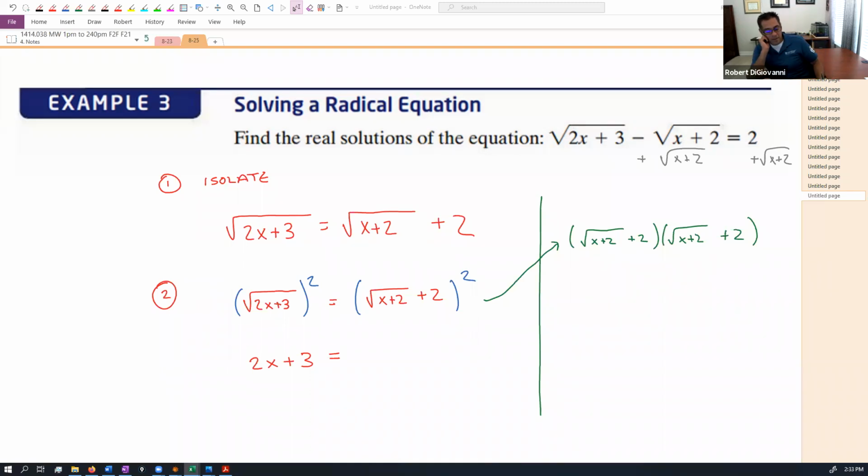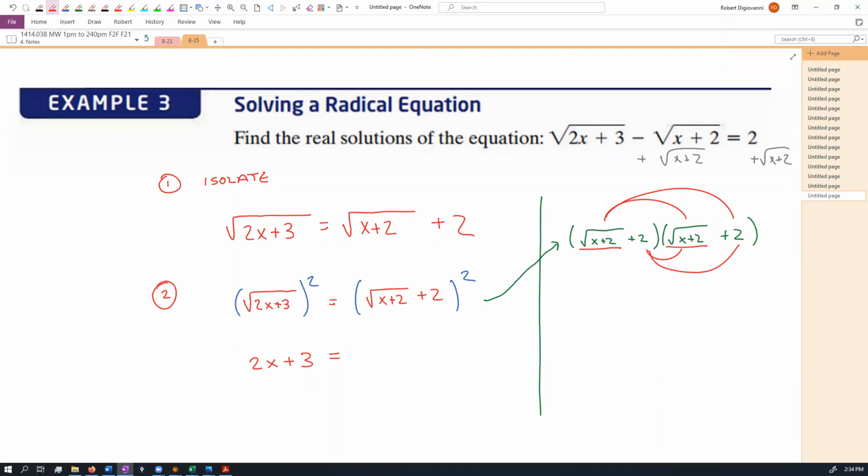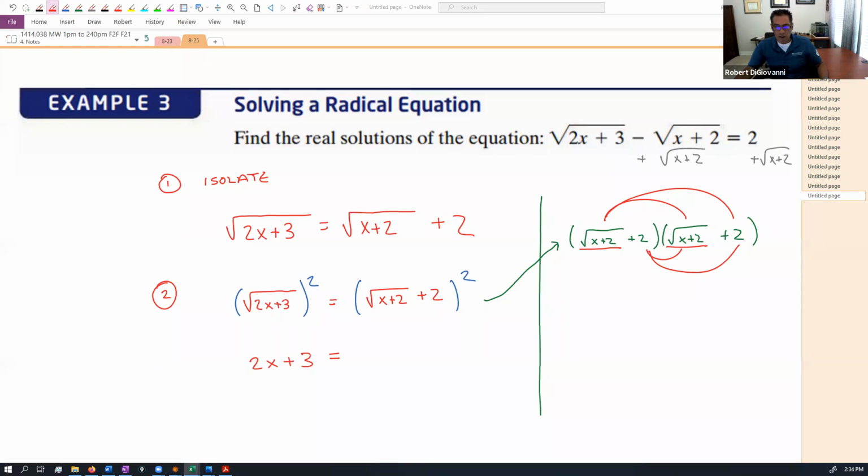So how about multiplying this out, foiling it? Can you tell me what we would get here? Here to here, here to here, here to here, here to here. So start with the first one. What's the square root of x plus 2 times the square root of x plus 2? I'm a little lost here. Okay, okay. Someone want to help?